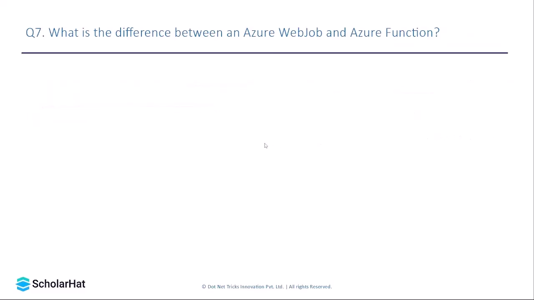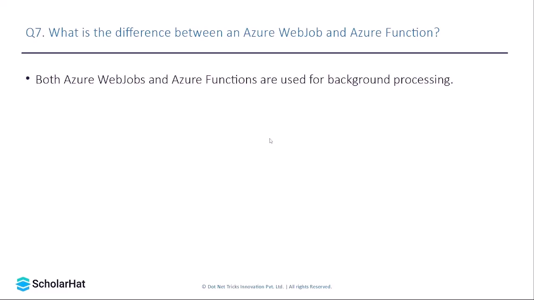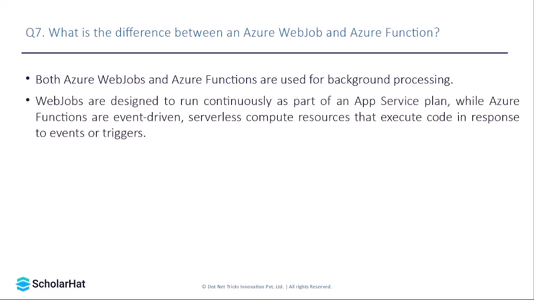Now, again, as we said that Azure function is an evolution of a web job, it can be asked by an interviewer, what is the difference between an Azure function and a web job or Azure web job? Both Azure Function and Azure Web Job are used for background processing. So this is a similarity between both of them, and both of them are used for doing some background tasks. The difference is that web jobs are designed to run continuously as a part of app service plan, whereas Azure functions are event-driven serverless compute.